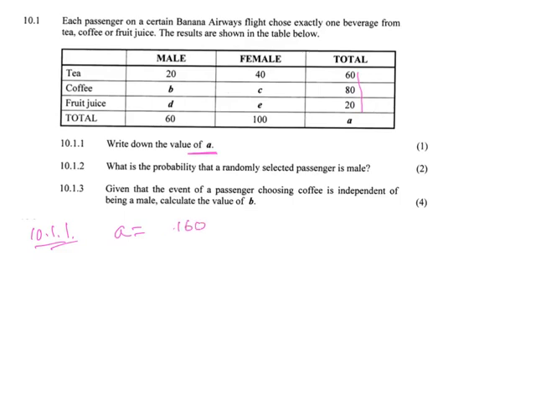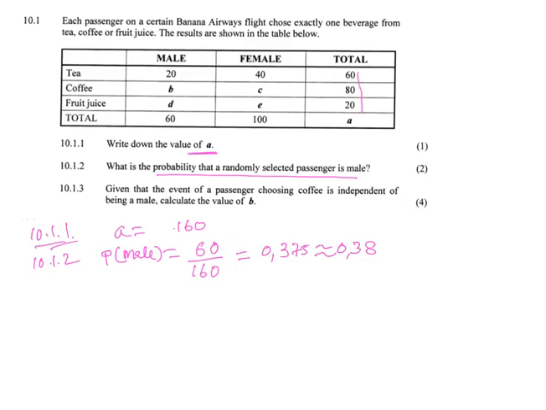So I got it as 160. Next, what is the probability that a randomly selected passenger is a male? So probability of a male. How many males do I have? 60. So the probability is 60 over 160. You can evaluate using your calculator. This is 60, not 66. So I get 0.375, or you can write it as 0.38.